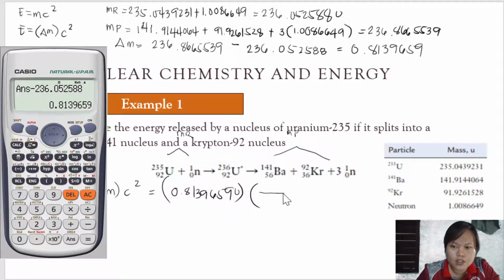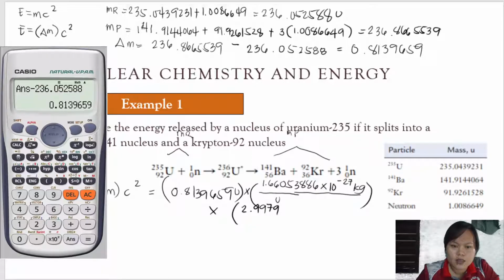Converting U first, because our unit for energy is joules. So 1 U is 1.66053886 times 10 raised to negative 27 kilograms. So again, that's just converting into kilograms. Because joules is kilogram meter squared per second squared, we multiply it by the speed of light, which is the constant c.